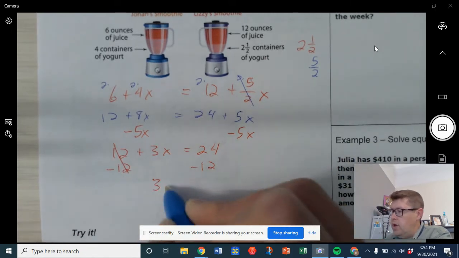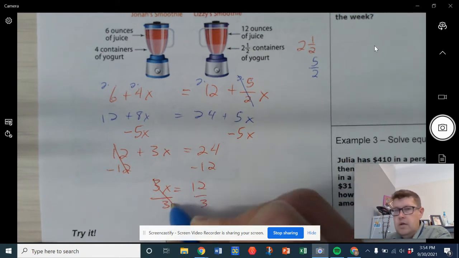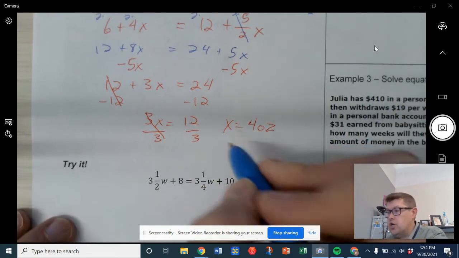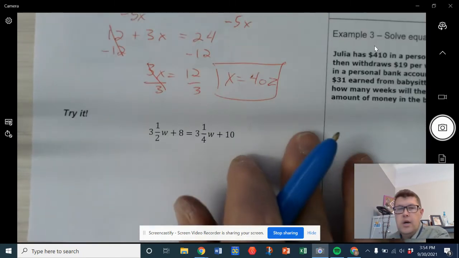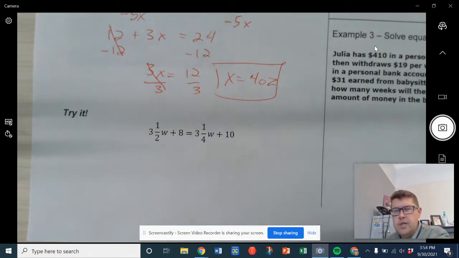And we're left with 3x equals 12. We divide by 3, and we get x is 4 ounces of yogurt in each container. Ta-da. Okay, so we're going to convert this to an improper fraction.